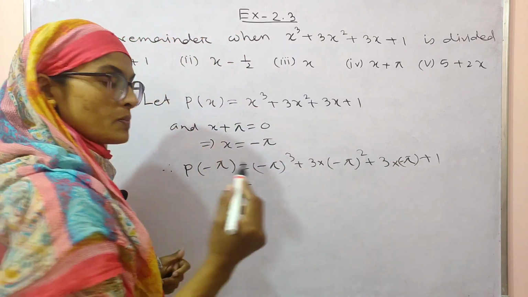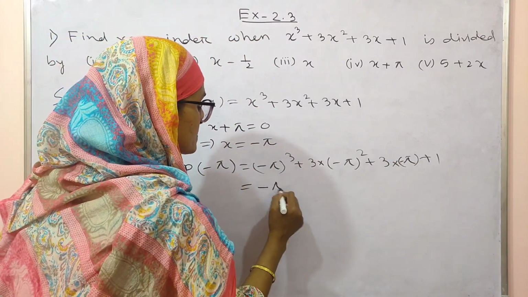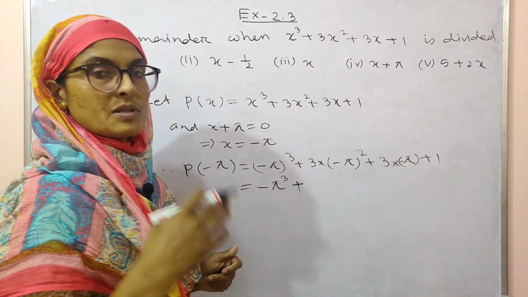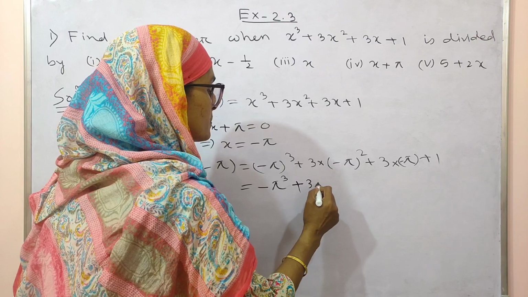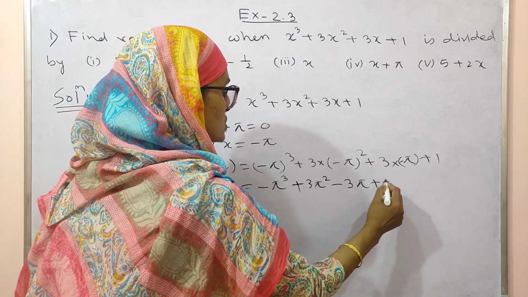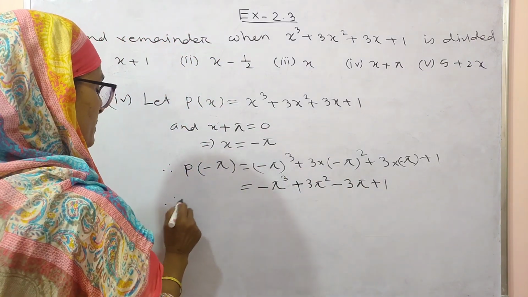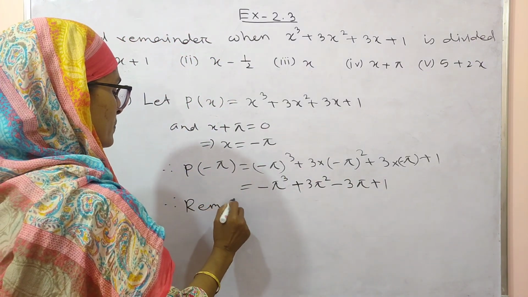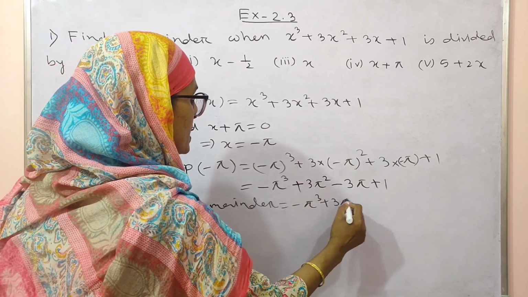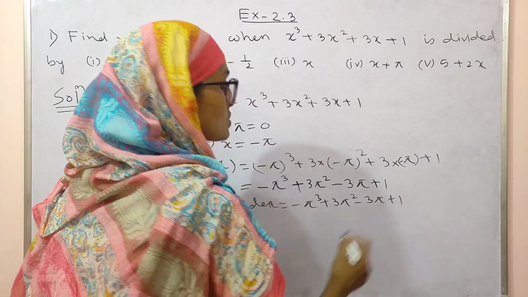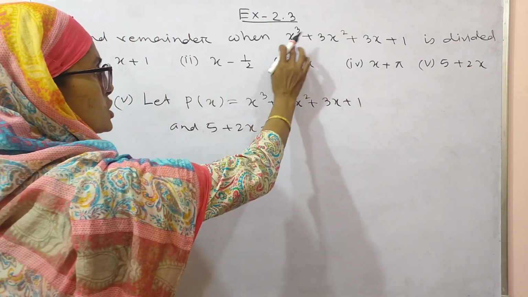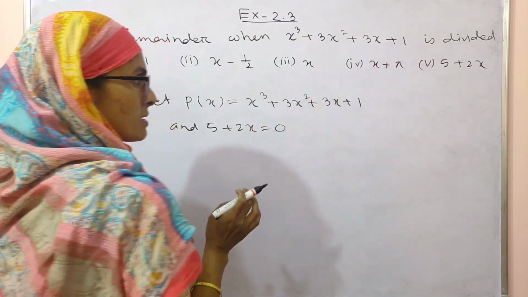So, minus pi cube means minus pi cube plus, here minus pi square, that means you will get plus pi square. So, you will get 3 pi square plus minus 3 pi plus 1. This is the remainder. Therefore, the remainder you'll get is minus pi cube, 3 into pi square, 3 pi plus 1.